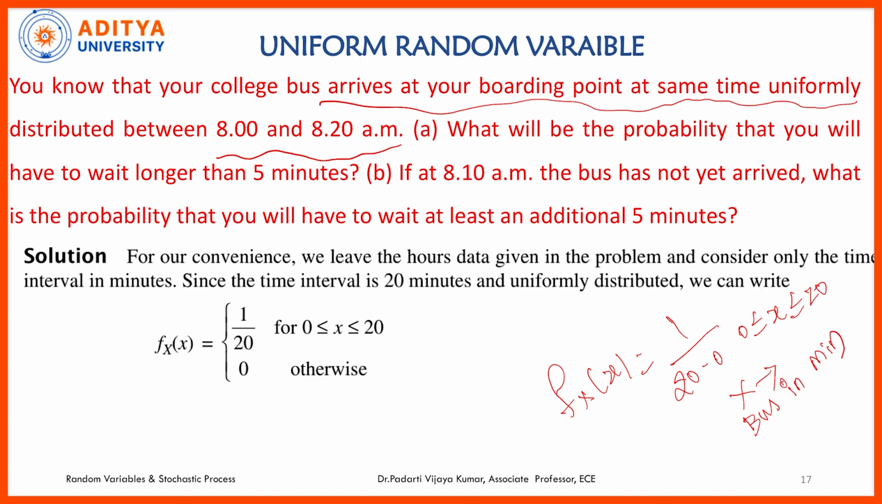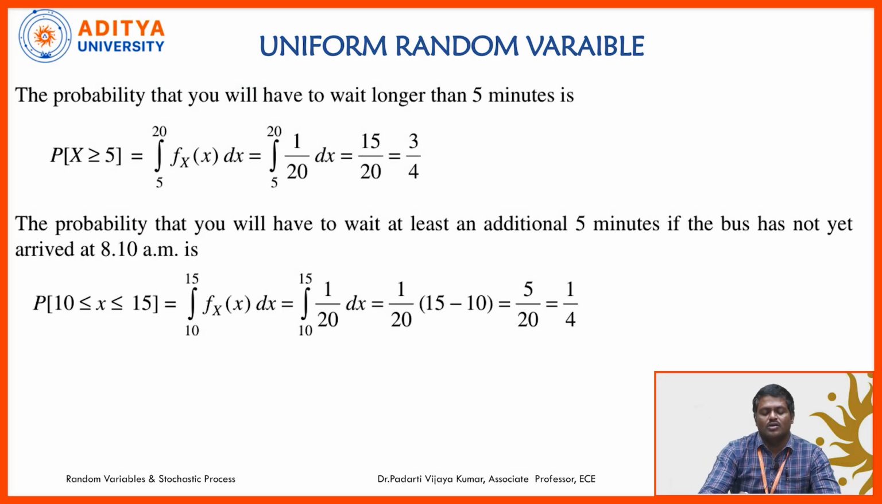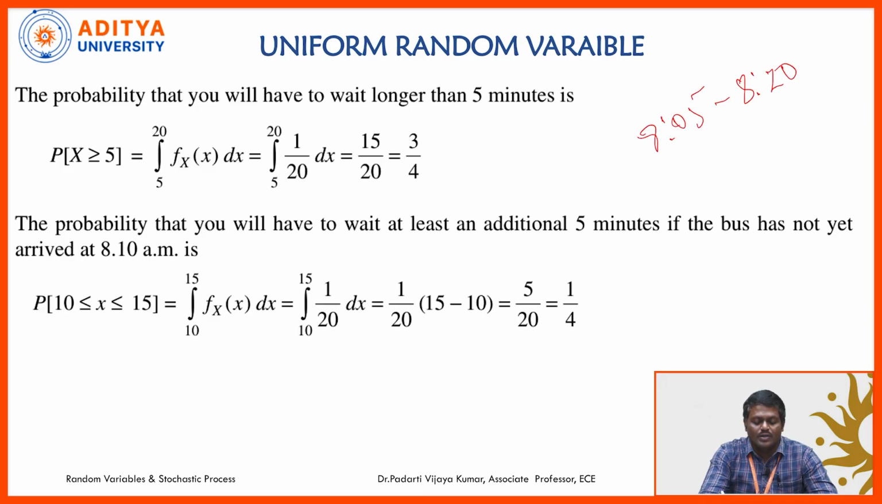minutes. Now what is the probability that you have to wait longer than 5 minutes? When you will wait more than 5 minutes, when you arrive over the time 8:05 to 8:20. You will wait more than 5 minutes, because if you arrive after 8:05, here 5 minutes, 10 minutes, 15, 20 minutes you need to wait. So 5 to 20, 3 by 4 is the probability.